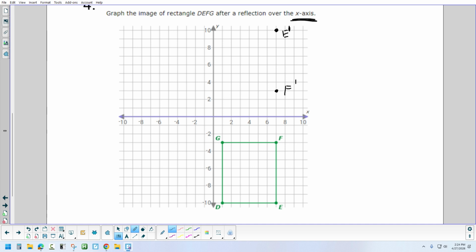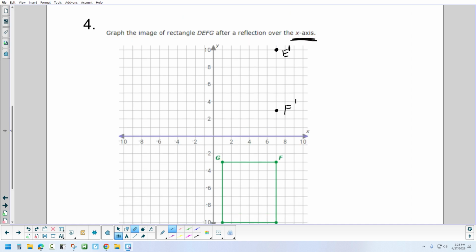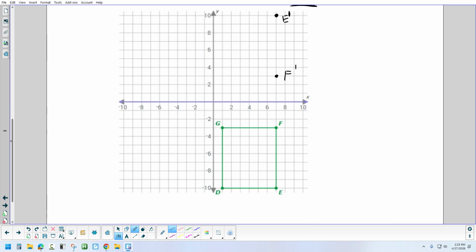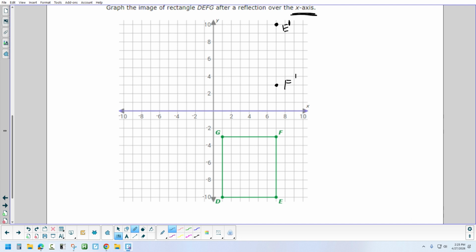All right. How about CJ? We've got 2 points left. Which one do you want to do? G. Okay. How many units is that away from the line of reflection? 3. And right now it's 3 units down. So when we reflect it, there will be 3 units up. So 1, 2, 3. And what would we call that one? G prime.